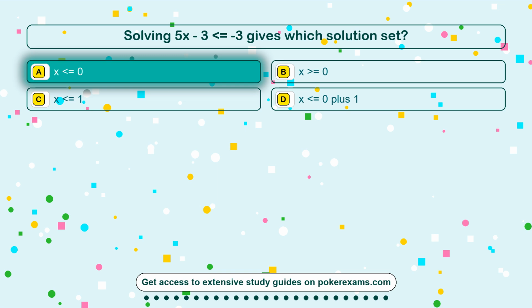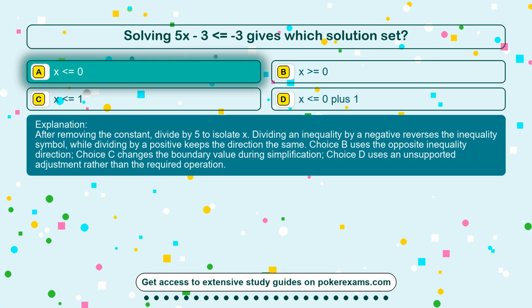The correct answer is option A, x equals 0. After removing the constant, divide by 5 to isolate x. Dividing an inequality by a negative reverses the inequality symbol, while dividing by a positive keeps the direction the same.